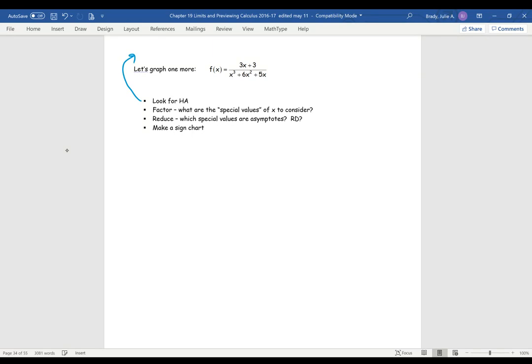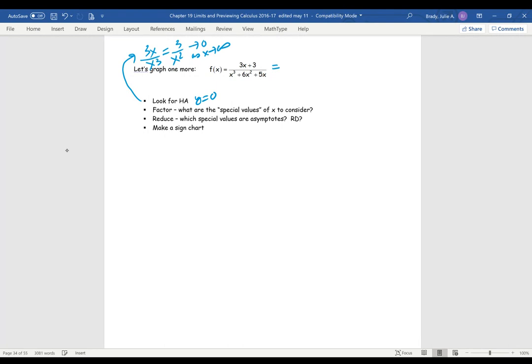So we've got 3x over x cubed, which is 3 over x squared. That goes to 0 as x goes to infinity. So we know y equals 0 is a horizontal asymptote.